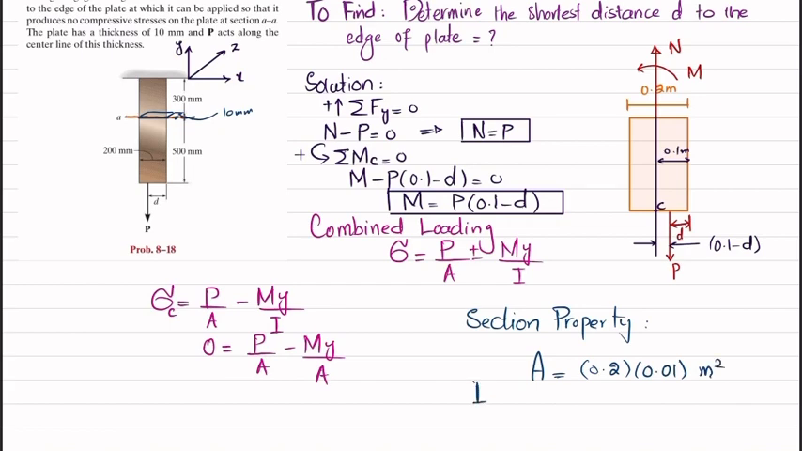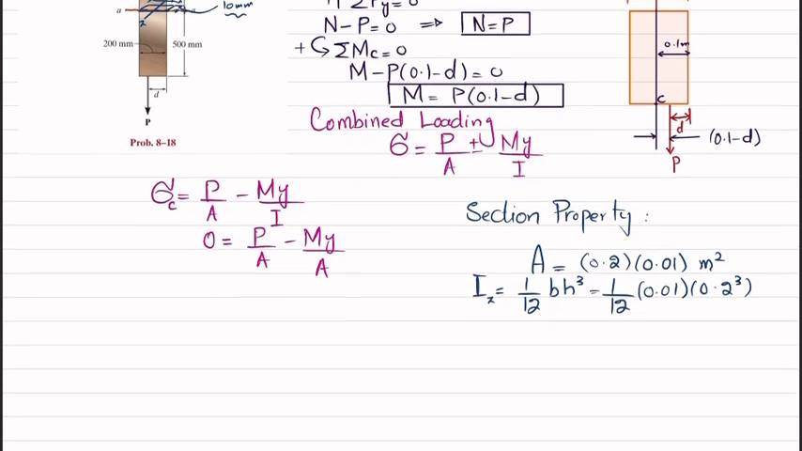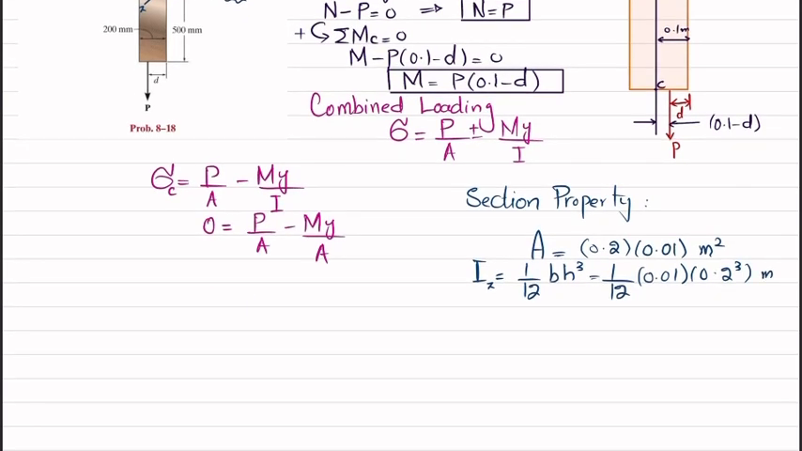Now we'll find I about the z axis, where I is equal to 1 over 12 b h cubed. Now you can see this is the neutral axis, which is about z. So Iz will be equal to, this is the b and this is the height h. So 1 over 12, b is 0.01, clear, and height is 0.2 cubed. Okay, so now the unit will be meter power 4. Now you can put it in this formula again.